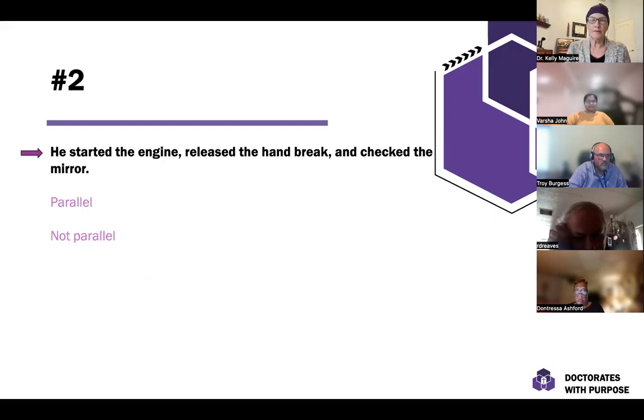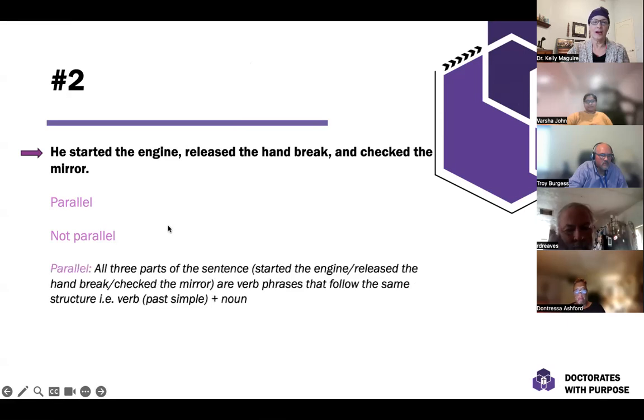He started the engine, released the handbrake, and checked the mirror. All right. Looks like we've all got the right answer. Yes, that one is parallel. All 3 parts of the sentence: started the engine, released the handbrake, checked the mirror. They're all verb phrases, and they follow the same structure. So it's just a verb in its past simple form plus a noun.